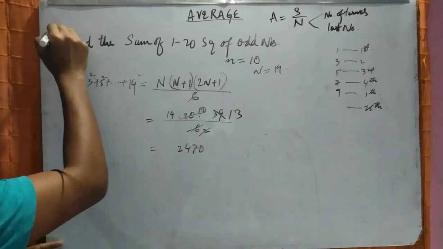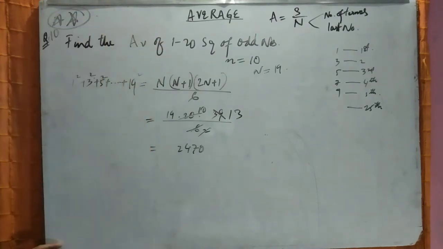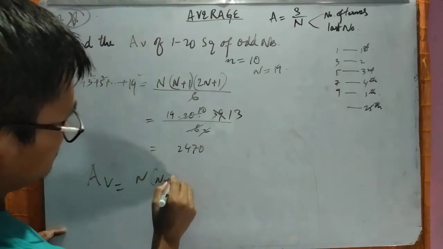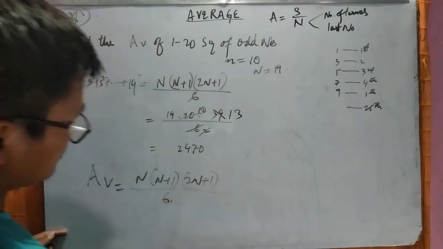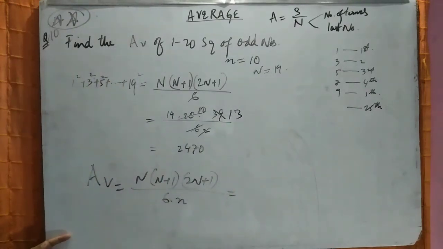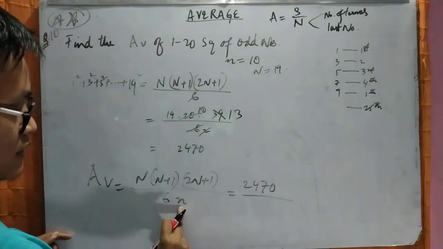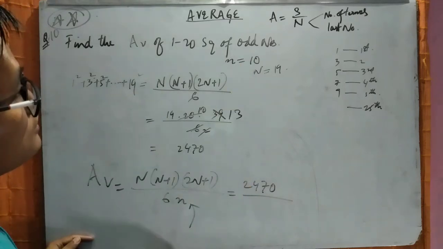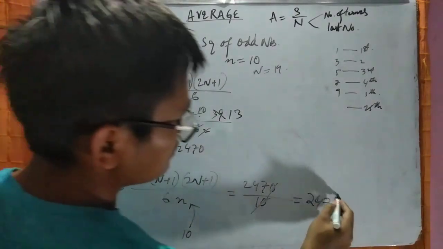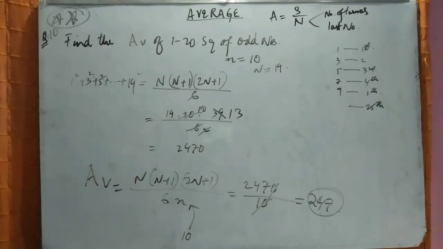Next question: the average. Once the concept of the equation is handled, you can apply the average formula: the sum divided by the number of terms. The sum is 2470, the number of terms n value is 10, so the average is 247.